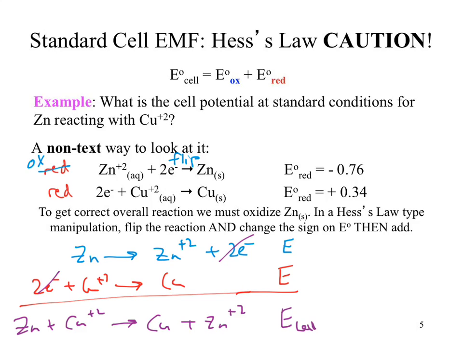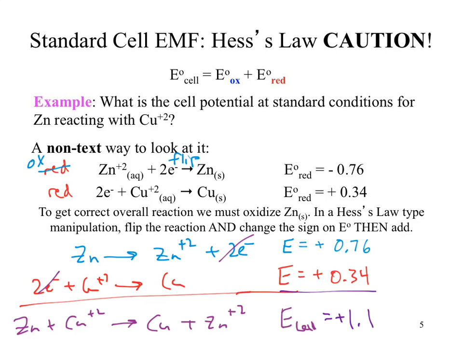So our cell potential for our zinc becomes positive 0.76. What's the cell potential for our copper? Positive 0.34. What's our overall cell potential? Is this reaction spontaneous? Yes, because we have that positive cell potential. What voltage would we read from a voltmeter? 1.1 volts.